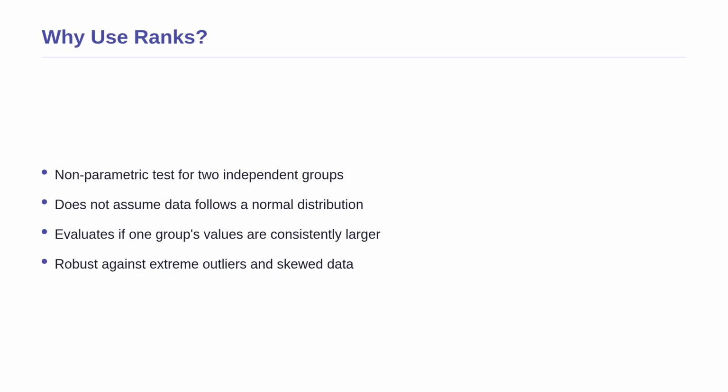So, why do we use ranks? The Wilcoxon-Mann-Whitney test is a non-parametric statistical method. This simply means it does not assume our data follows a specific shape, like a normal bell curve. Instead of comparing the average values of two groups, which can be easily distorted by extreme outliers, this test evaluates whether values from one group are consistently larger or smaller than values from the other. This makes it an incredibly robust and reliable alternative to traditional tests when your data violates standard assumptions.